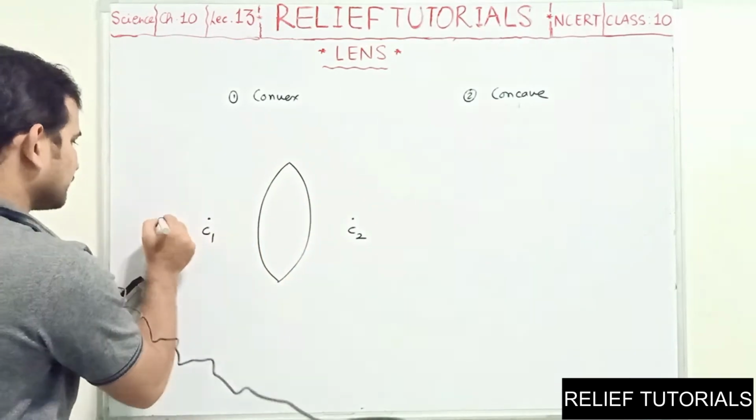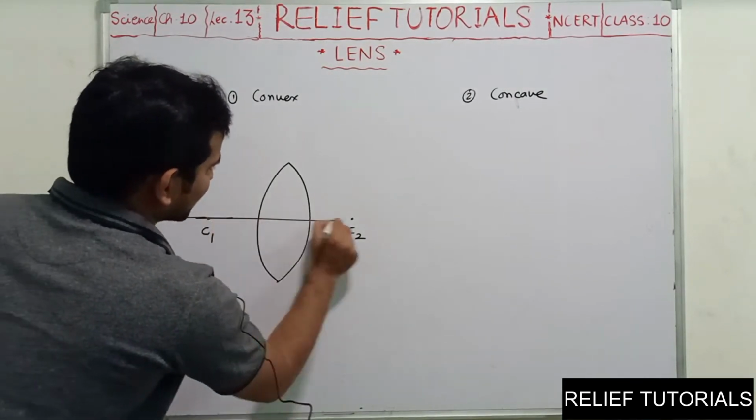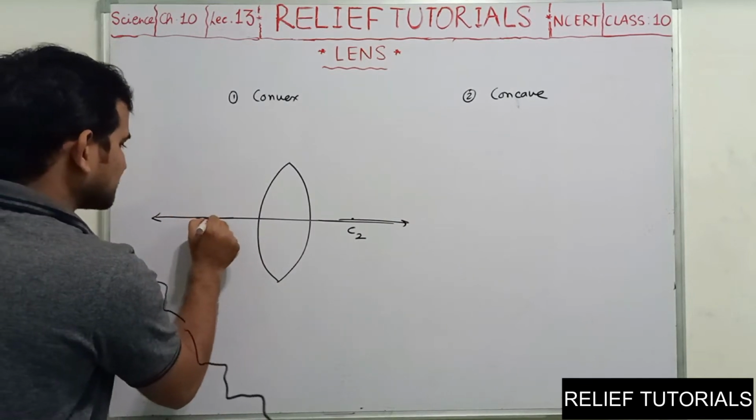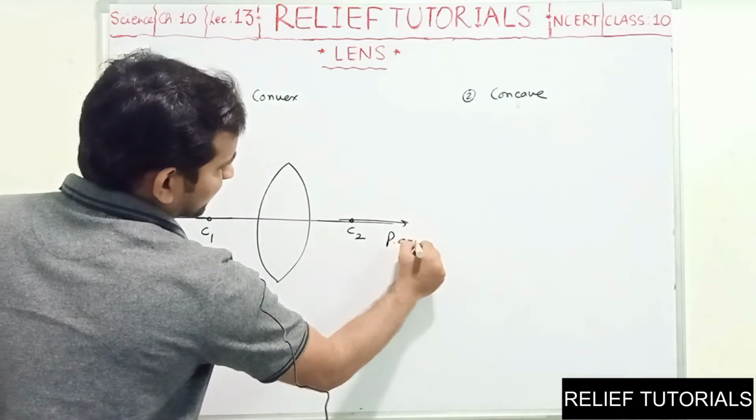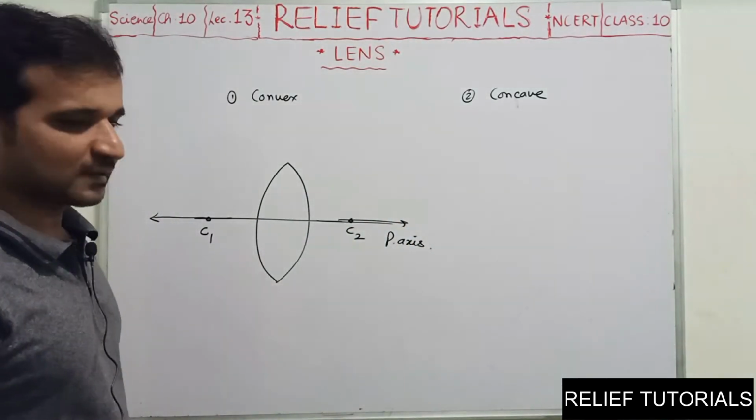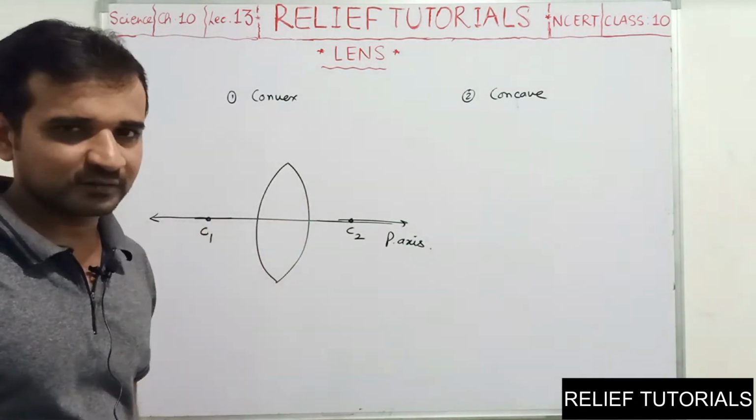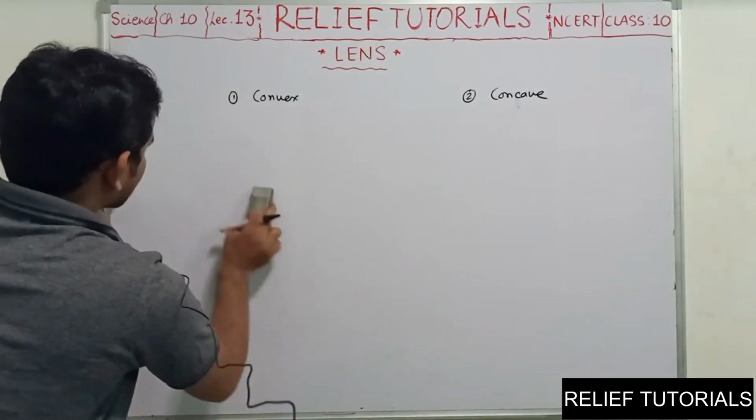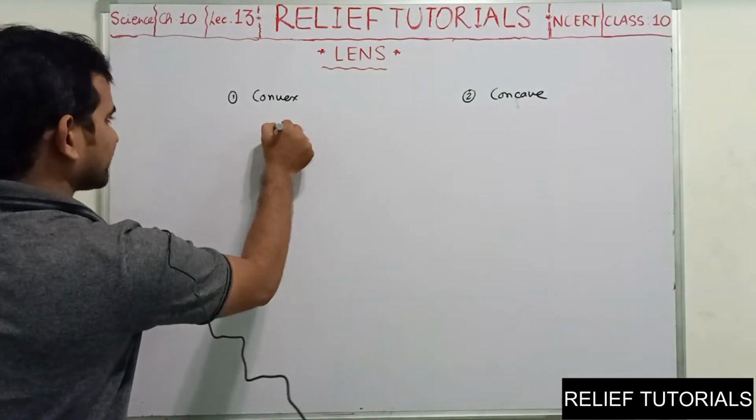Now if you pass an imaginary line through C1 and C2, the imaginary line passing through C1 and C2 is called the principal axis. Just like in the case of mirrors, where we have seen center of curvature, radius of curvature, and principal axis, all the terms we have to repeat here for concave and convex lenses. Let's see.